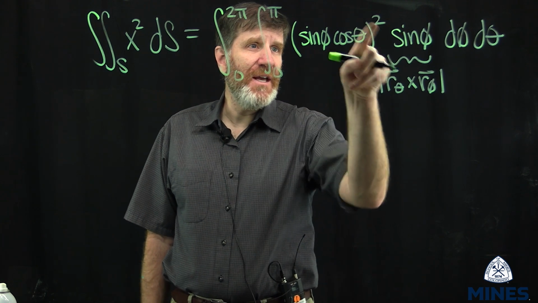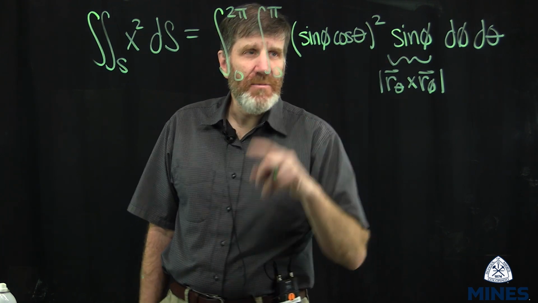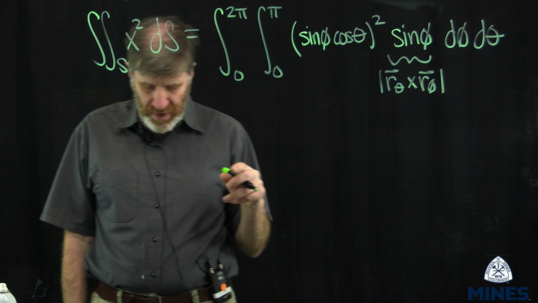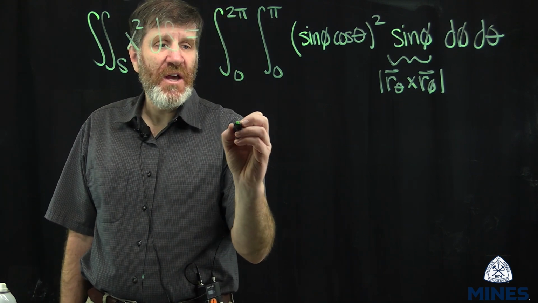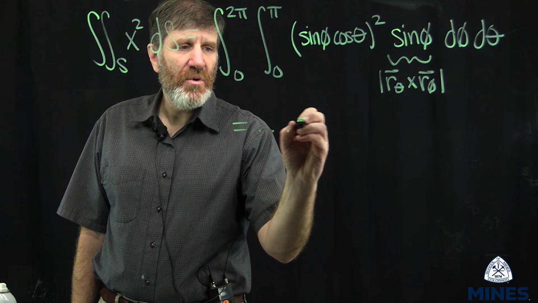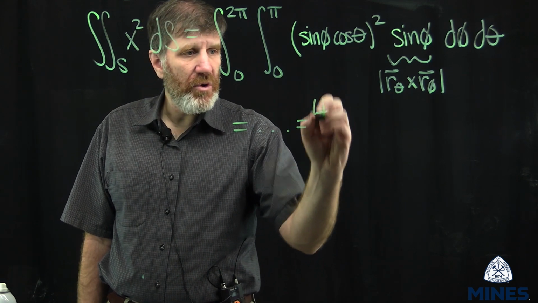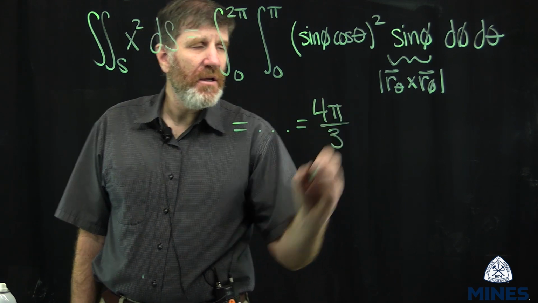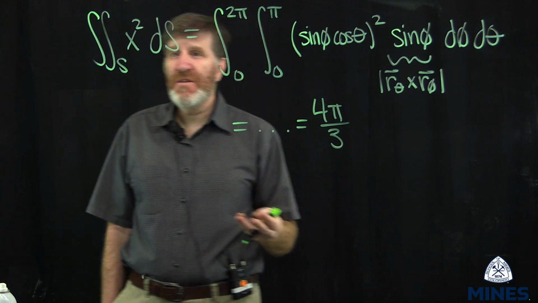We have a sine cubed of phi times a cosine squared of theta. We know how to do each of those integrals, and we won't do them again, but what you get is 4 pi thirds. So that is a surface integral.